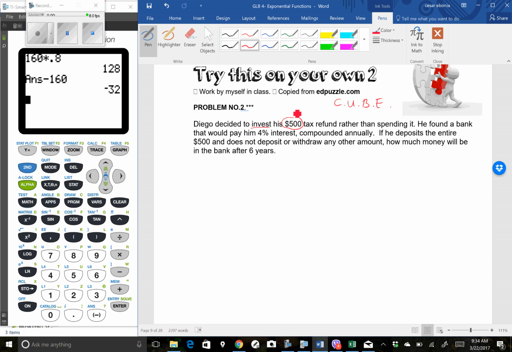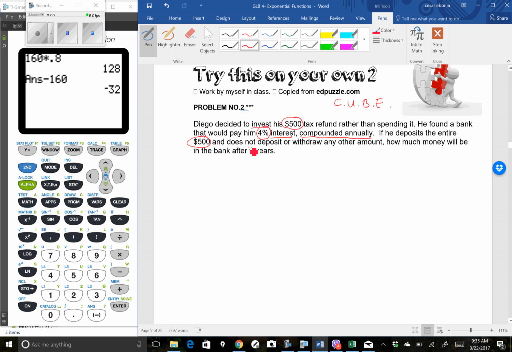He found a bank that would pay him 4%. So 4% interest compounded annually. If he deposits the entire $500 and does not deposit or withdraw any other amount, how much money will be in the bank after 6 years?